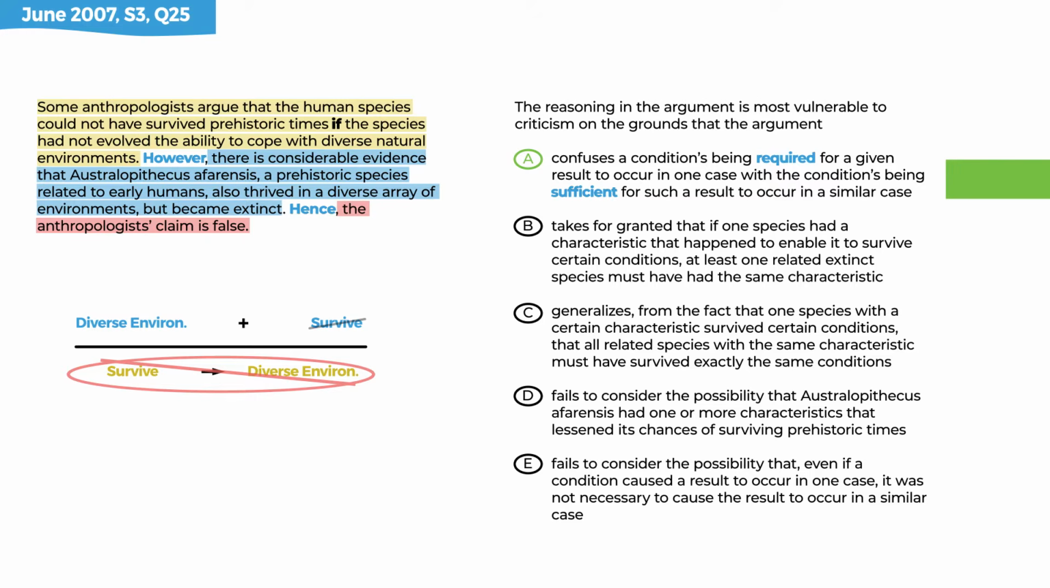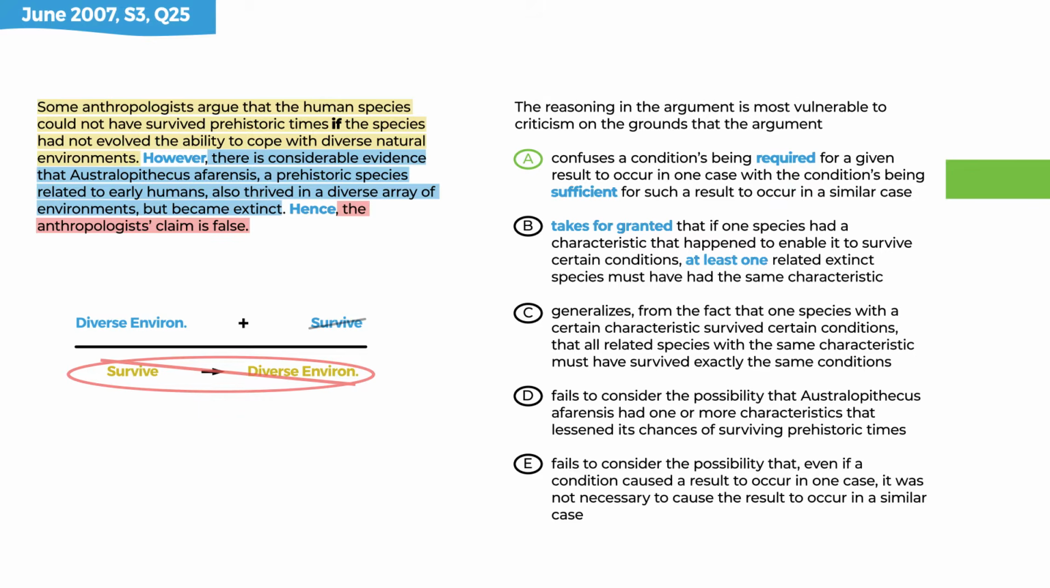Answer choice B says that it takes for granted that if one species had a characteristic that had happened to enable it to survive certain conditions, at least one related extinct species must have had the same characteristic. So the key language here is that it's taking something for granted, and it's presenting this if-then relationship. But this gets things wrong on two fronts. First, in the if part, what is the characteristic that enables humans to survive? The relationship that's being challenged isn't whether or not something enables survival, but whether or not something is required of survival. So it gets the relationship wrong in terms of the connection between survival and coping with diverse environments.